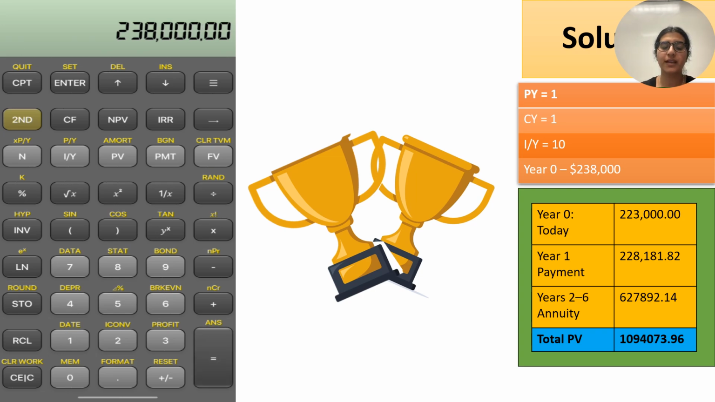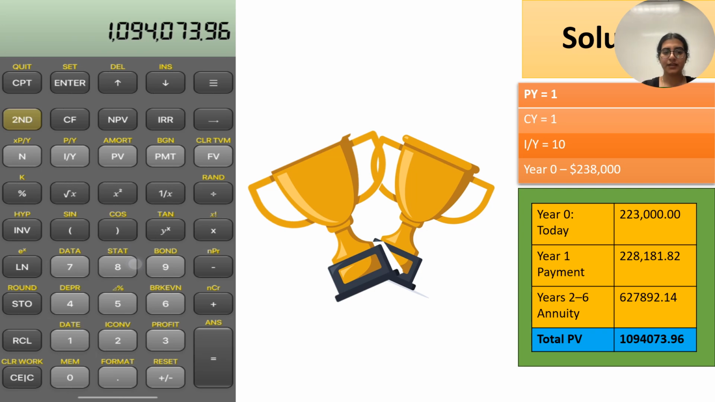In the next step, we will find the value of year 2 to year 6, because all the amounts from year 2 to 6 are a 5-year ordinary annuity starting in year 2. So first we compute the present value at year 1, then discount that back to year 0, because we have to add all the present values.